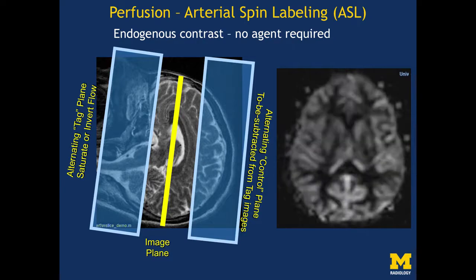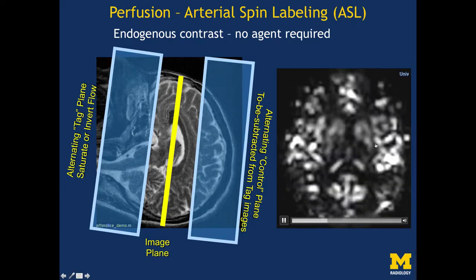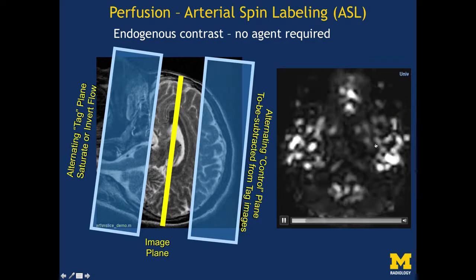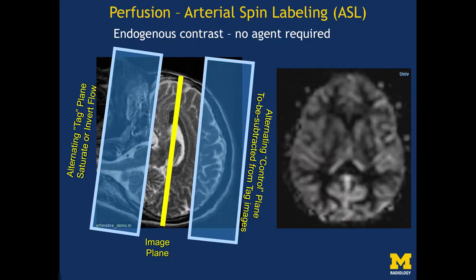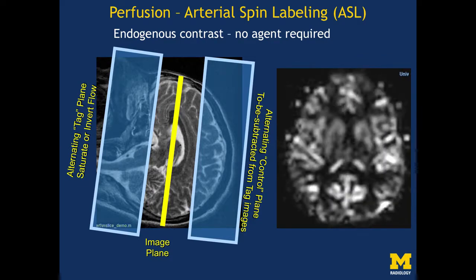It's a much weaker signal, and you may need to do this over 4 to 6 minutes or so to map out the entire brain. But again, it's totally non-invasive and does not require injection of any materials. And it's also more quantitative than the other methods.